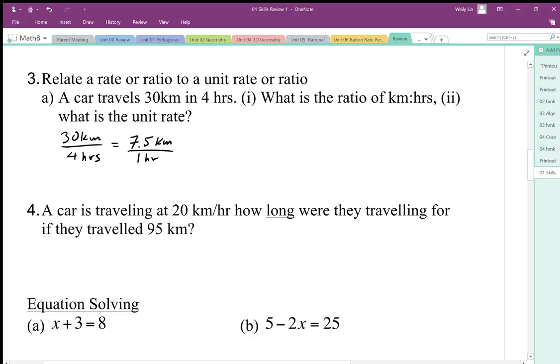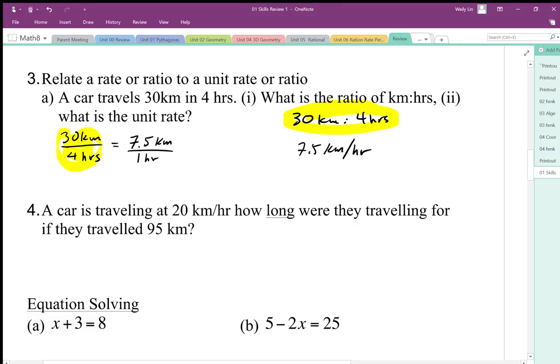So the ratio in kilometers to hours, we can write it as 30 kilometers to 4 hours. So this ratio here is equivalent to that, writing it as a fraction like this, and we can use our proportional equation. They are the same thing. And the unit rate, which I already solved for, we just divide these two, we get 7.5 kilometers per hour.